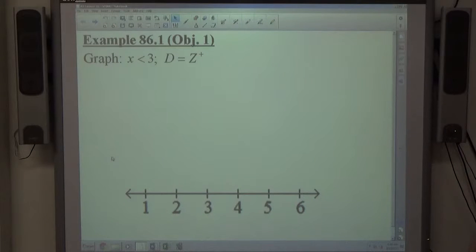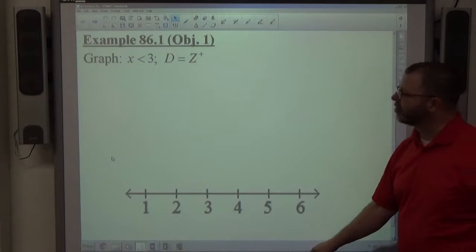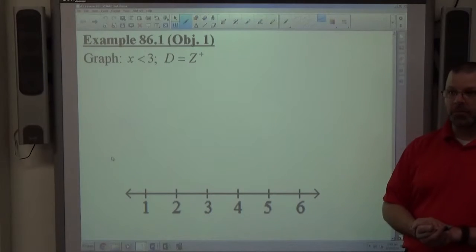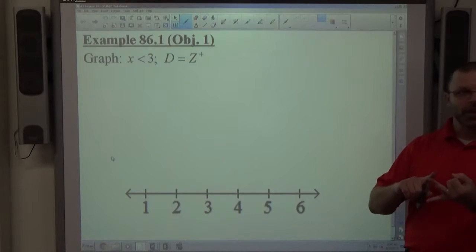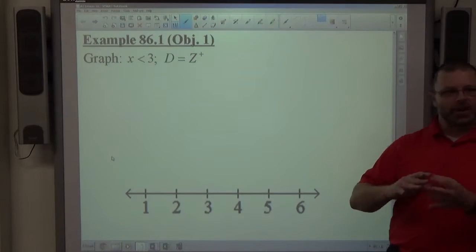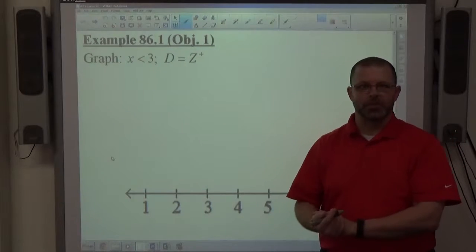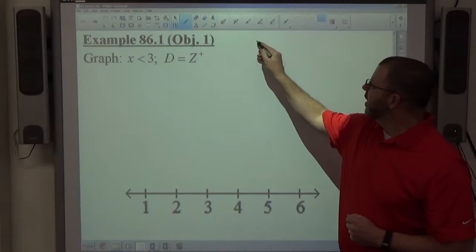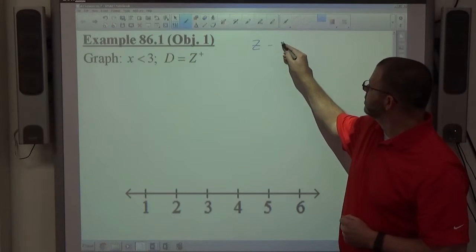Okay, example 1, graph x is less than 3, domain is Z plus. Now, first of all, if you recall back from Algebra 1, we dealt with the sets of real numbers. There were the real numbers, then the rational and irrational. And the rational broke down to integers, whole numbers, natural numbers, and those all had letters to denote them. Z was a set of integers.